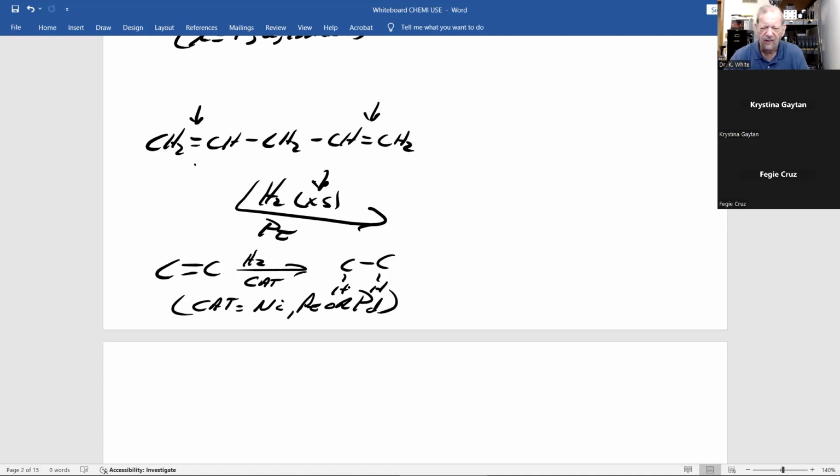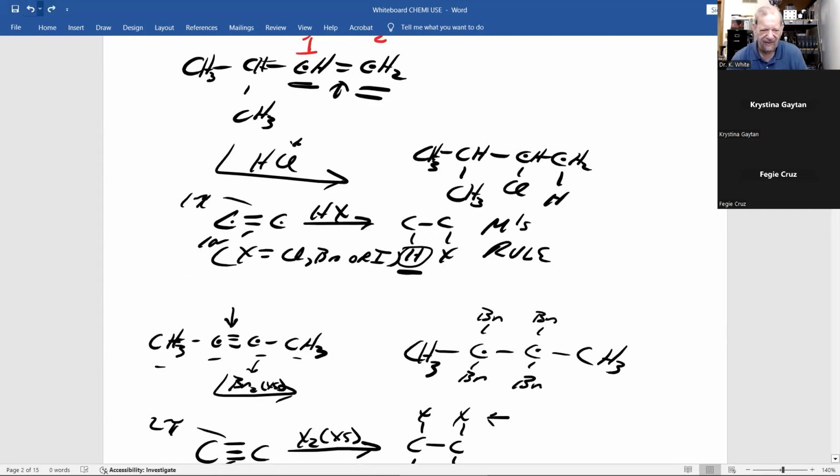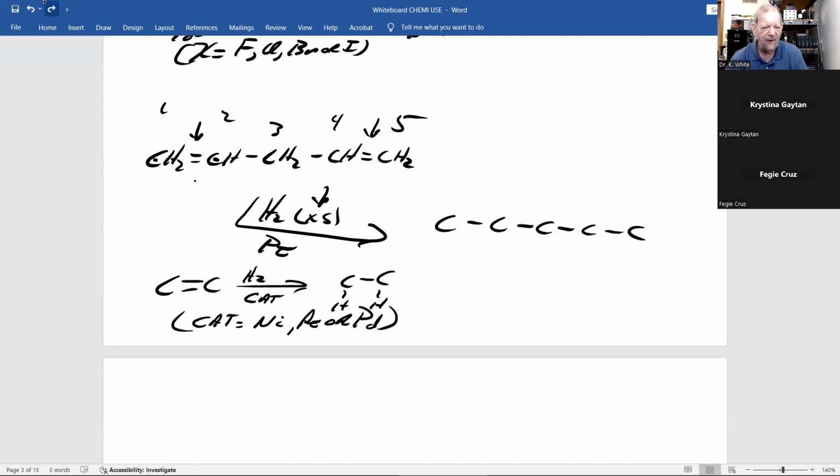Now, do you break carbon-carbon single bonds? No. So I have 1, 2, 3, 4, 5 carbons. I better end up with 5 carbons. And this first double bond right here, I broke the pi bond, and each carbon gets a hydrogen. The second double bond, I broke the pi bond, and each of the 2 carbons gets a hydrogen. I know there's 4 bonds to carbon. And there's your answer. And that should be a 2.